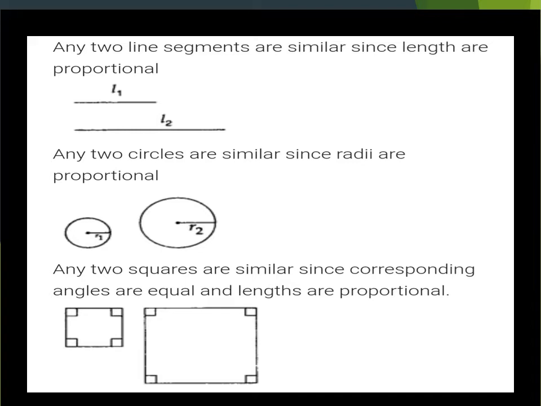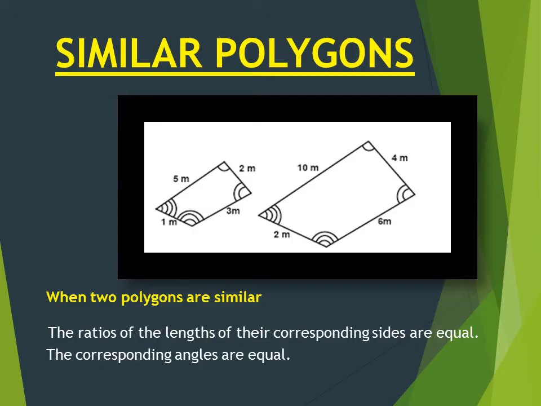Now think about other polygons. Can you tell any other polygons like this that are always similar? Keep thinking. Now observe these two polygons here. They are quadrilaterals because they have 4 sides each. Can they be similar whichever way you draw?